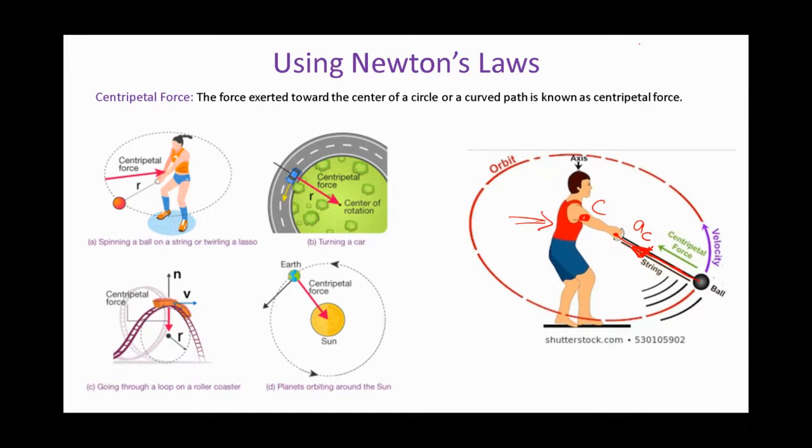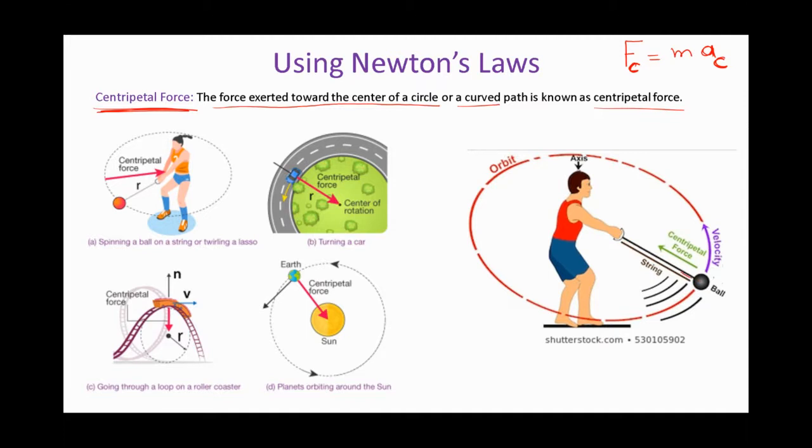And Newton's second law says if there is a centripetal acceleration, there must be a force in this direction, which we will call centripetal force, because the force and acceleration have the same direction. So that means we have a force toward the center of the curve. It is the force exerted toward the center of the circle or the curve, and we know it as centripetal force.